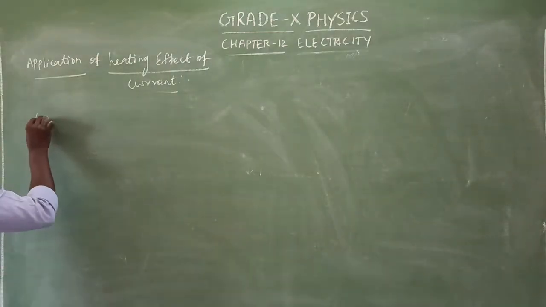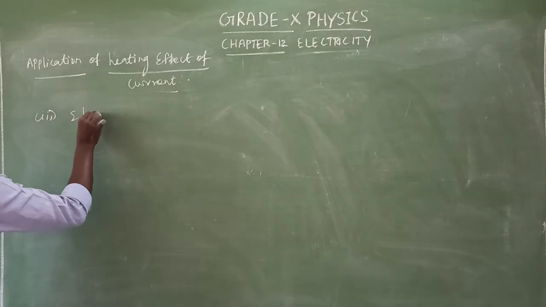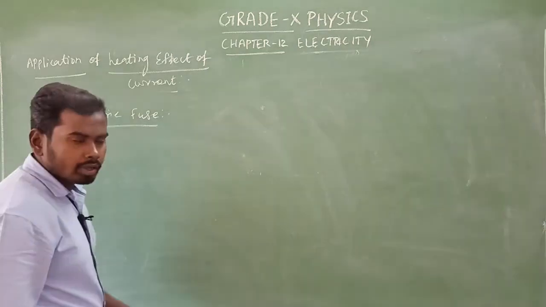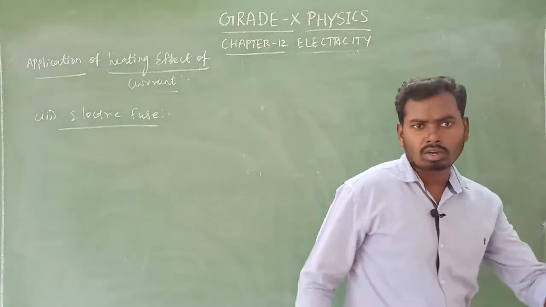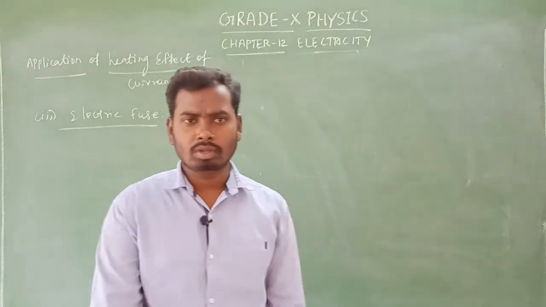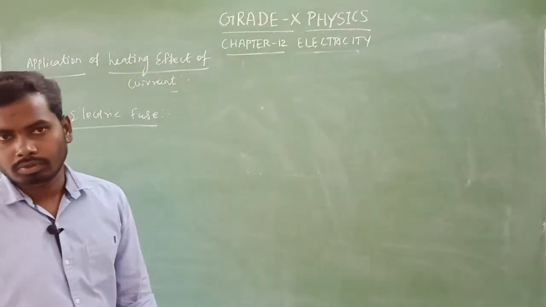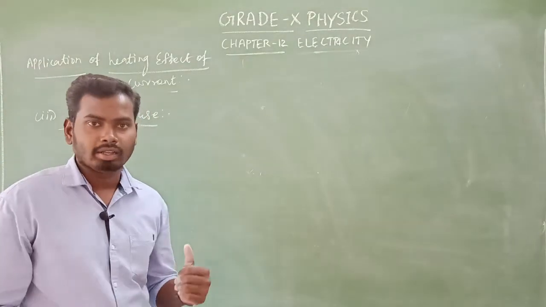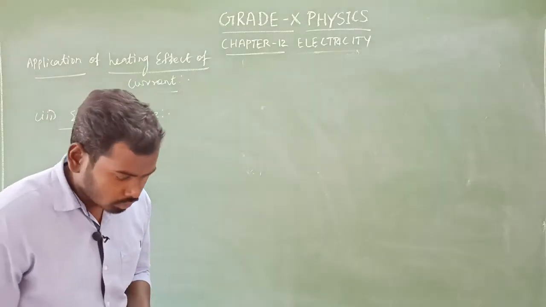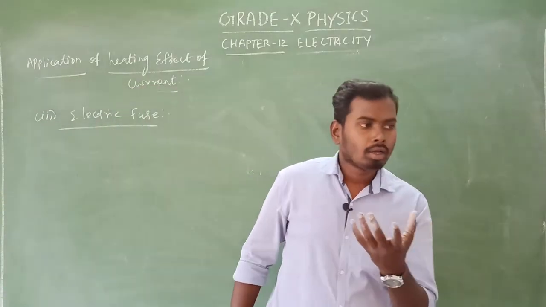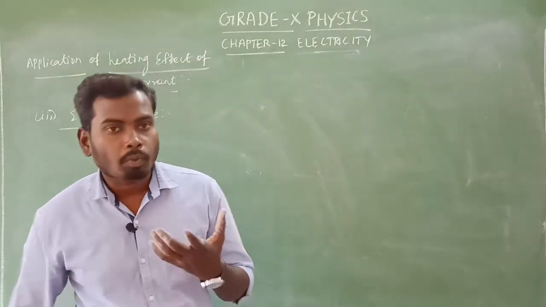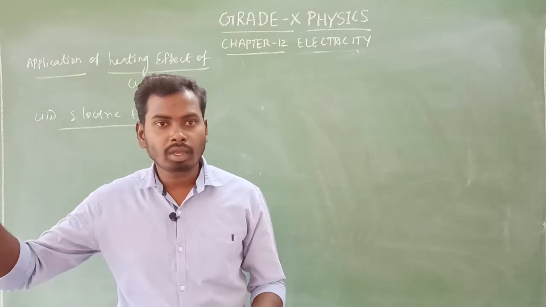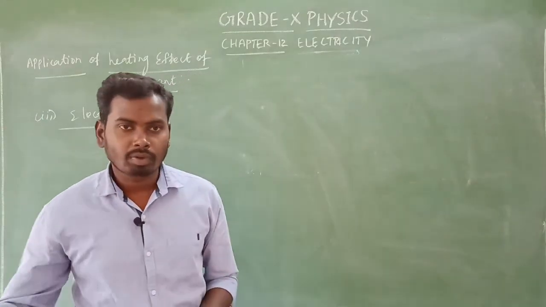The third application of the heating effect of electric current is the electric fuse. Have you ever heard that word, fuse? Somebody will say, the bulb fuse has gone. Electric fuse is one of the materials which, note this point, protects the electrical appliances against the maximum amount of current.